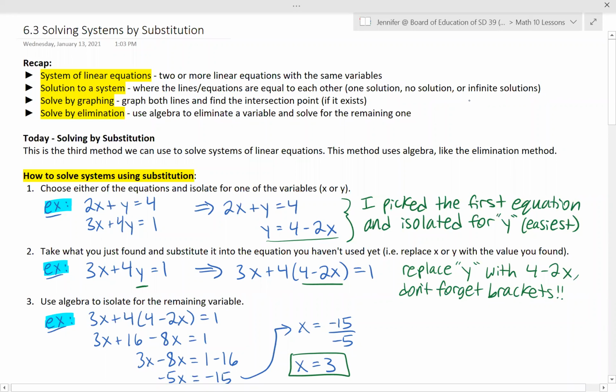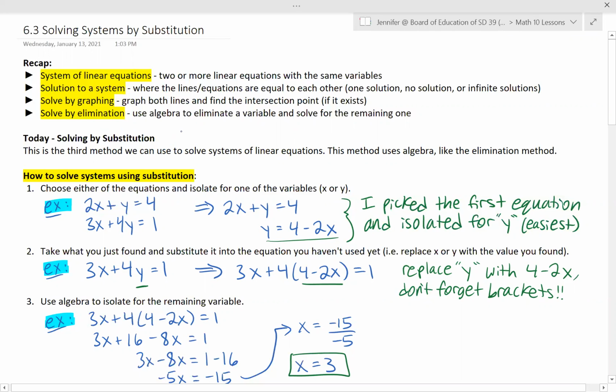We've learned two methods to solve systems. The first was solving by graphing. That's when you graph both lines and find where they intersect. We also learned how to solve by elimination. This is when you use algebra to eliminate one of the variables and solve for the remaining one. Today, we're going to learn the third method to solve systems of linear equations, and it's called substitution. This is another algebraic method similar to the elimination method.